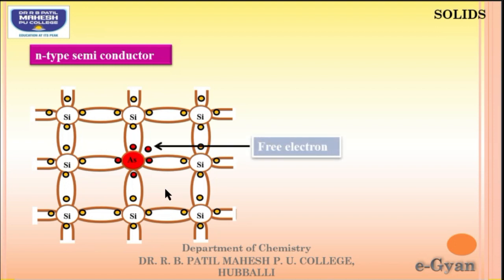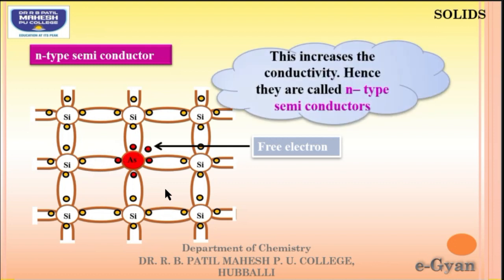So, what will happen? The 5th electron, which is free, will be delocalized. It is going to move in any direction, and due to this delocalization of the free electron, it will increase the conductivity. Hence, they are called N-type semiconductors. N stands for negative. The electron has a negative charge, and you can remember that the negative type of semiconductor is due to the electrons.